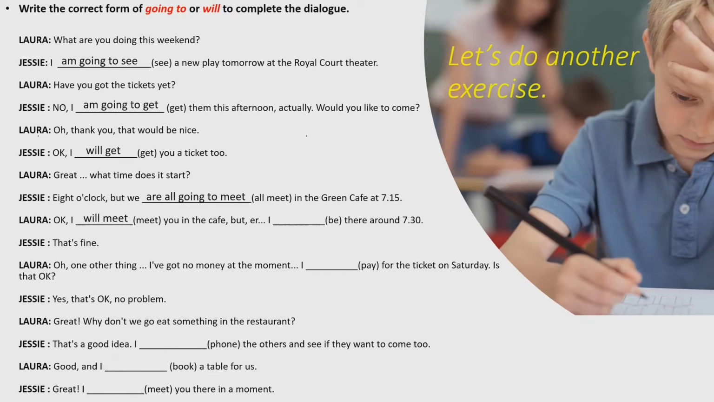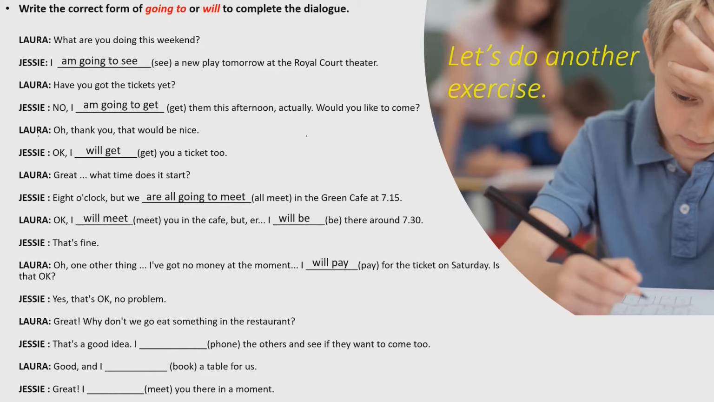Okay, I'll meet you in the cafe, but I will be there around 7:30. That's fine. Oh, one other thing. I've got no money at the moment. I will pay for a ticket on Saturday. Is that okay? So firstly she realizes that she doesn't have any money at her disposal at the moment. So based on that, she says, I will pay the next day, that is on Saturday.